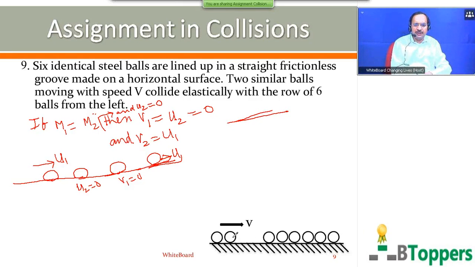So here when this ball, that means the second ball from left, collides with this first ball which is originally at rest, then after collision this will start moving with velocity v and this will stop. So same process gets repeated. That means it will collide with the next one. So this will stop, this will start moving with velocity v. So when this ball collides with the next one, this will stop and this will start moving with velocity v.